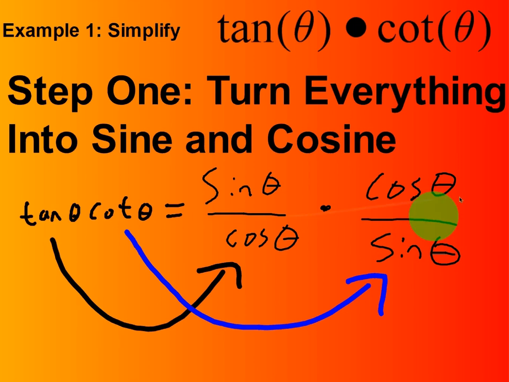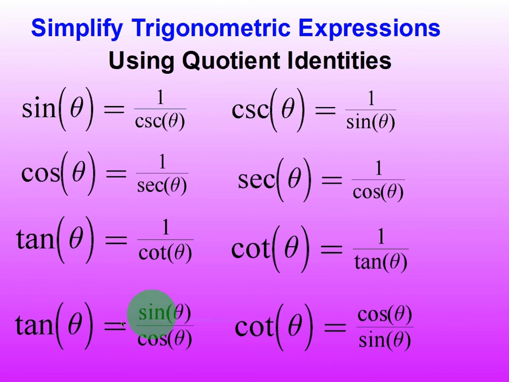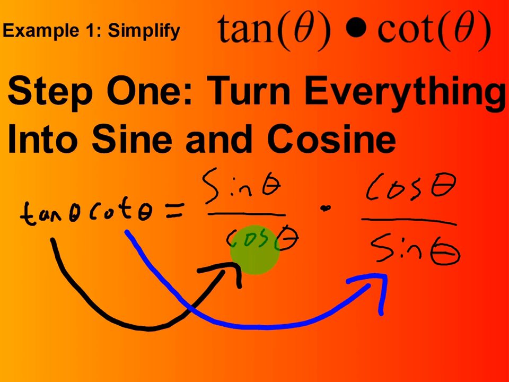Because now that everything's sine and cosine, I have only two trig functions to work with, it's going to make it a lot easier for me to simplify this. So again, I turn tangent into sine over cosine based on that quotient identity, from this chart I have right here. You can quickly use this reference chart if you want. And then I turn cotangent into cosine over sine. Of course, you are expected to memorize these.